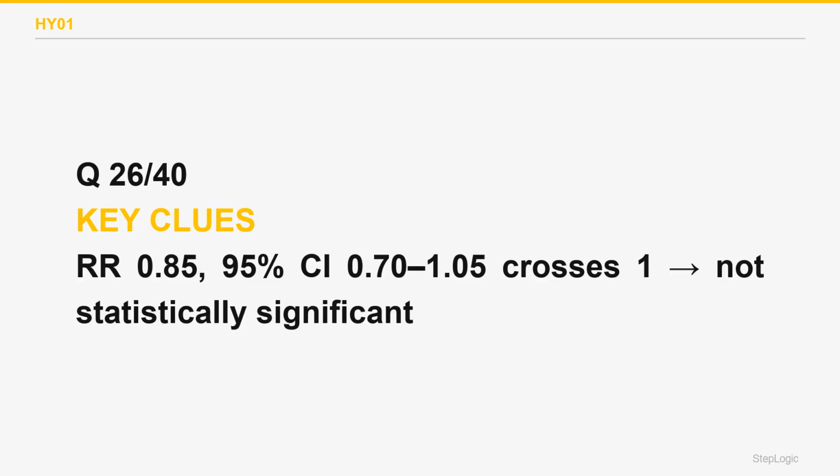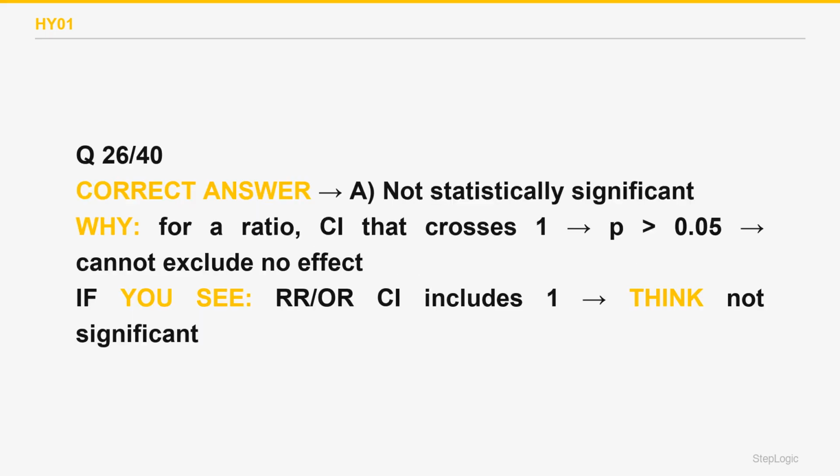For a ratio measure like relative risk, the null value is 1. Because this 95% confidence interval, 0.70 to 1.05, crosses 1, the data are compatible with anything from a 30% benefit to a slight harm. So the result is not statistically significant, equivalent to p>0.05. The point estimate of 0.85 hints at benefit, but the interval is too wide to exclude no effect. The correct answer is A.